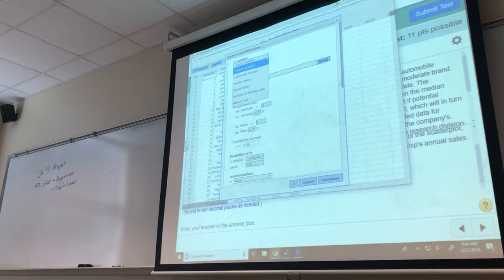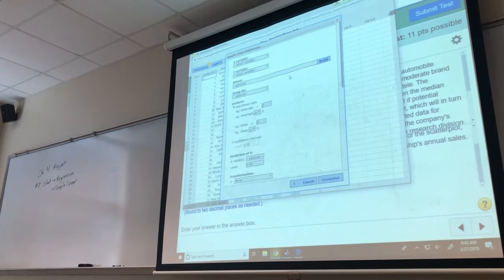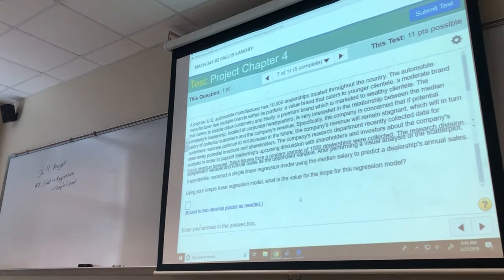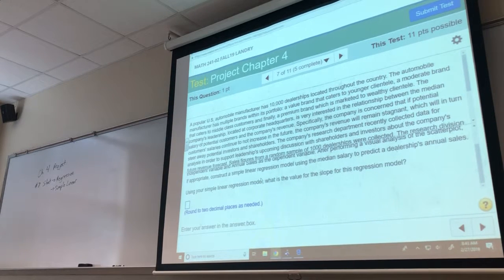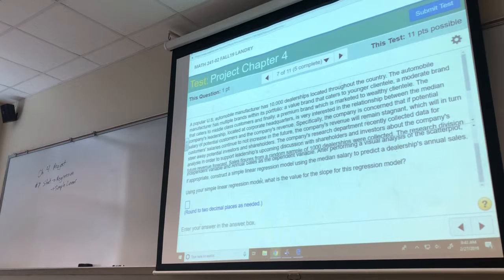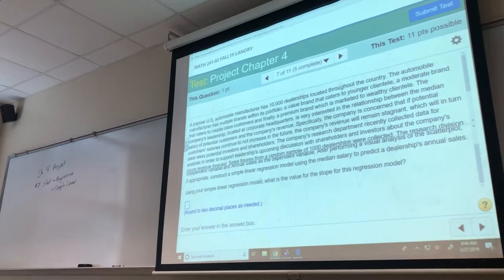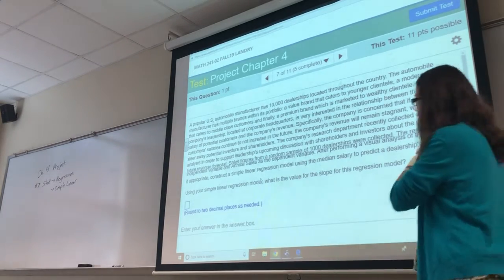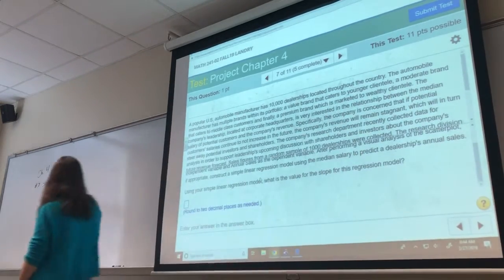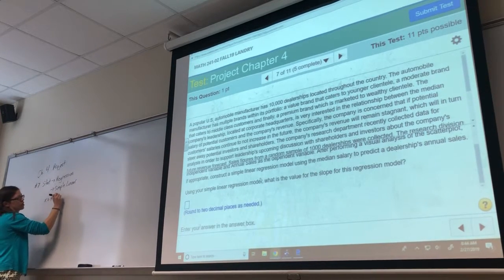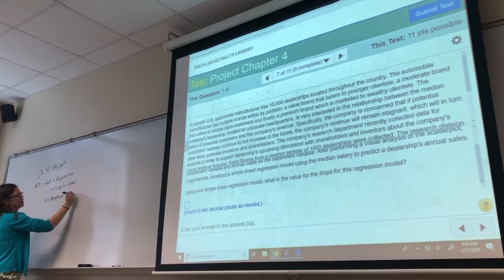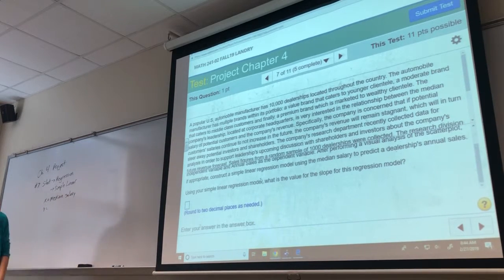And then your x variable, it's going to make a difference which is your x and which is your y. So in this case, we're going to use the median salary to predict the dealership's annual sales. So annual sales is what we're trying to predict. That's going to be our y value. So for this one, our x is going to be the median salary, and our y will be annual sales.